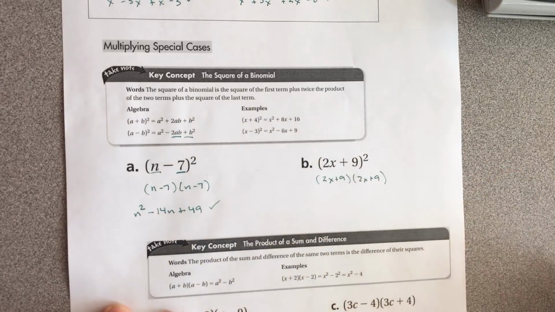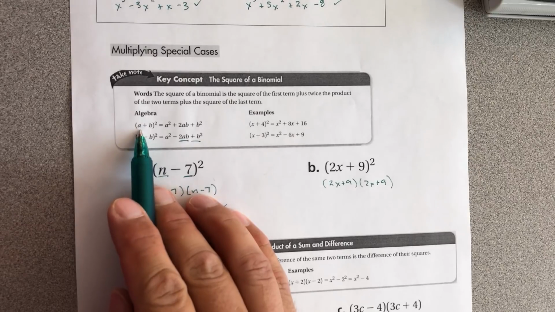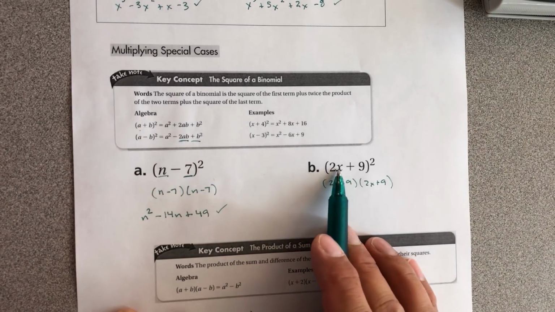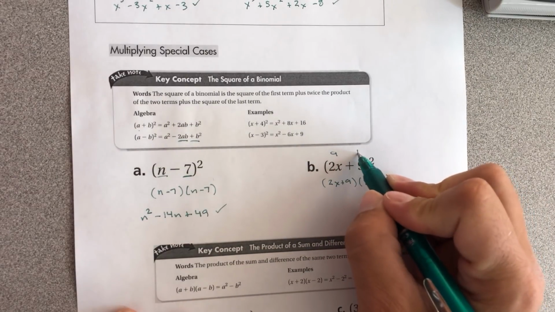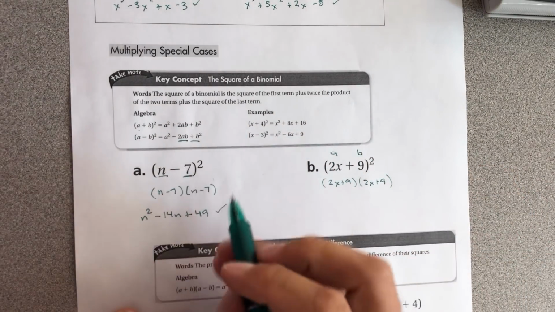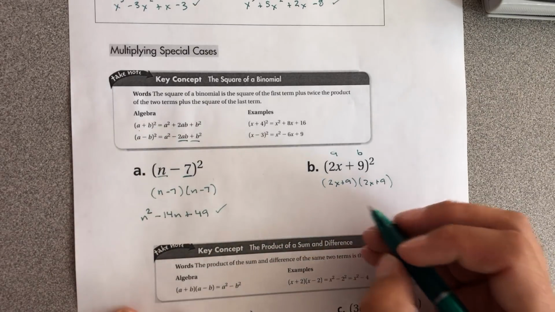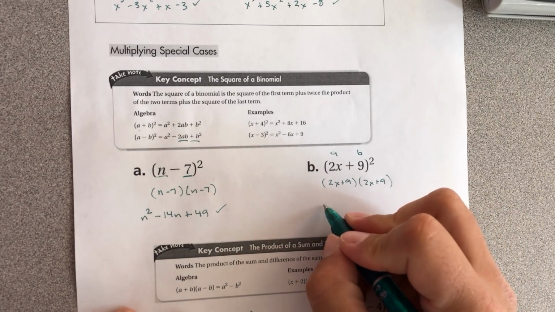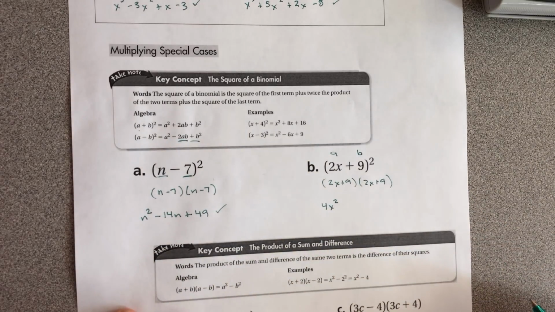Now, if my terms are the same but they're a plus, 2x plus 9 multiplied by 2x plus 9, there's the same shortcut, except this time I'm using a plus b, because it's 2x plus 9. So 2x is my a, and 9 is my b. And this is what my answer is going to look like. A squared, so 2x squared. So 2 times 2 is 4. X times x is x squared. So there's my first term, 4x squared.